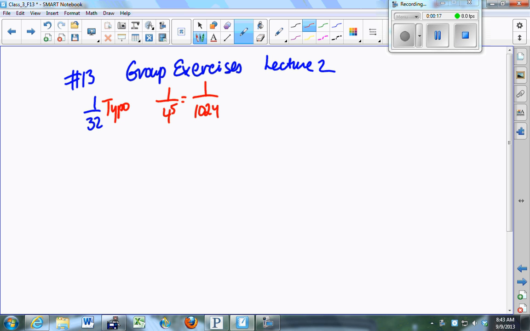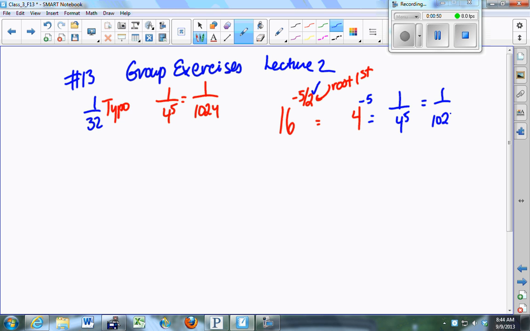Okay. So when you see something like this, I don't know about you, but I don't want to raise 16 to the 5th power. That's way too much work for my brain. So I'm going to do the root first. Okay, so that says take the square root of 16, which is 4. And then once you've taken care of that, that 2 disappears, and all you have left is raising 4 to the negative 5, which is 1 over 4 to the 5th, which is 1 over 1024.